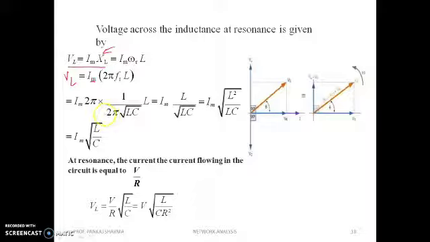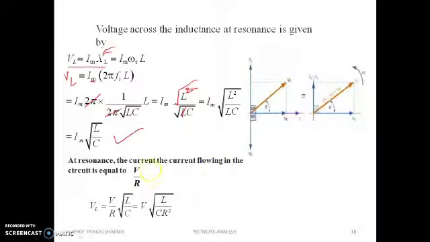This 2 pi gets cancelled out. The result is Im into L upon root under LC. That is Im into L square, this can be written as L square under root. So bring this in common root, and one L will be cancelled out. That is L upon C. That is VL will be equal to Im into root under L upon C.